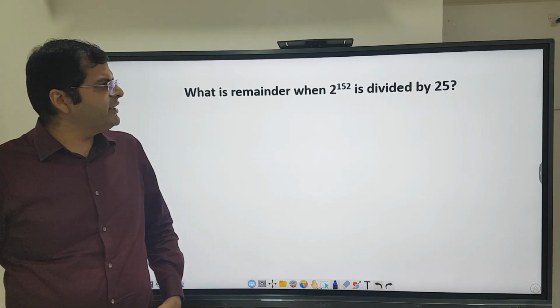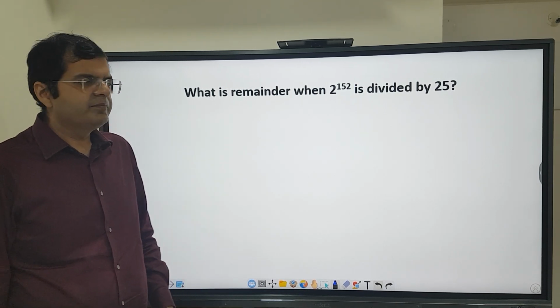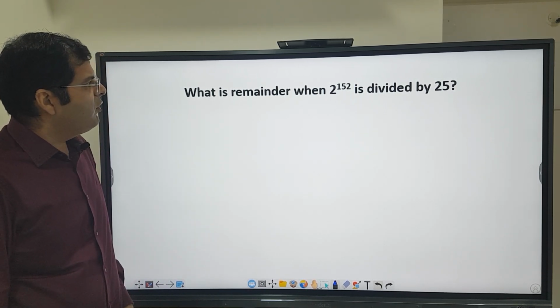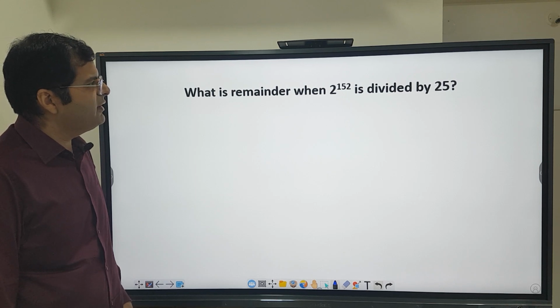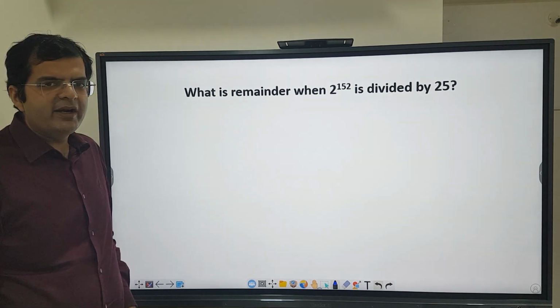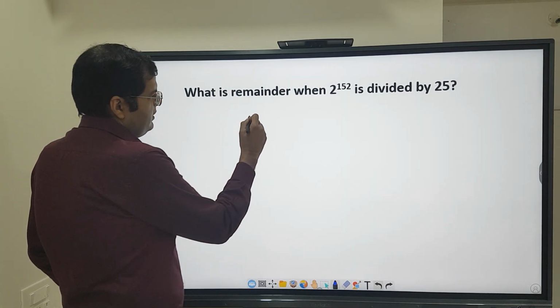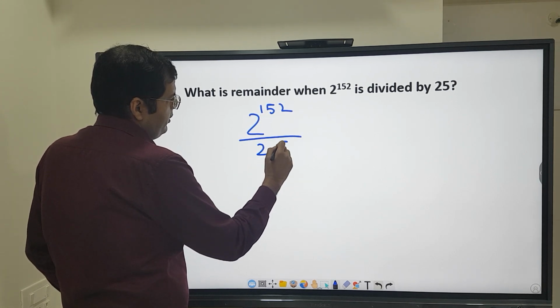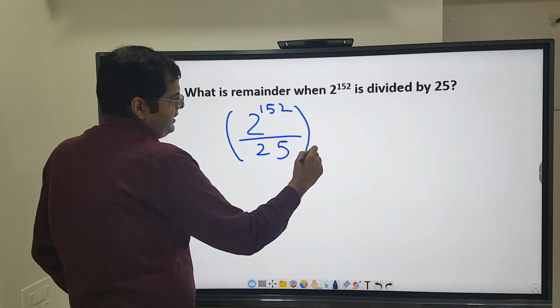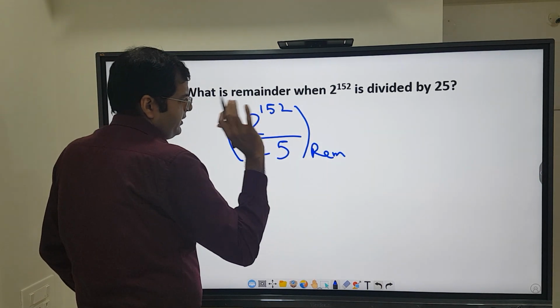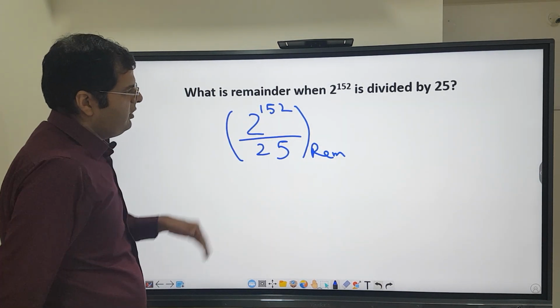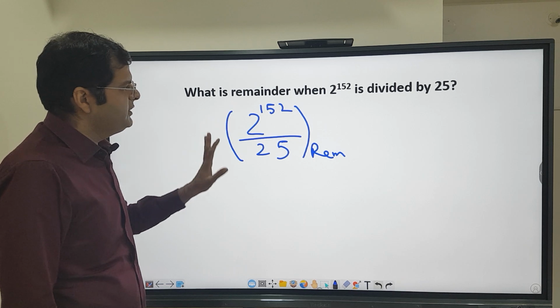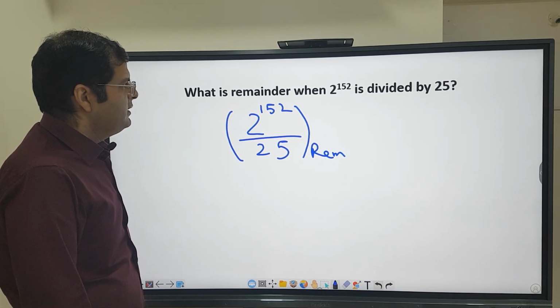Okay, so this is the 14th question of the number theory chapter. The question says, what is the remainder when 2 raised to 152 is divided by 25? So we need the remainder of 2 raised to 152 upon 25. Let us call this notation the remainder of 2 raised to 152 upon 25.